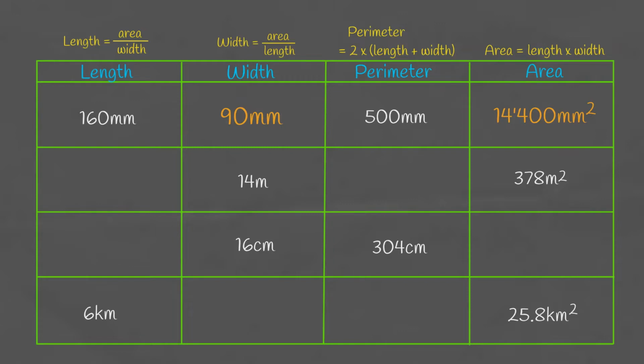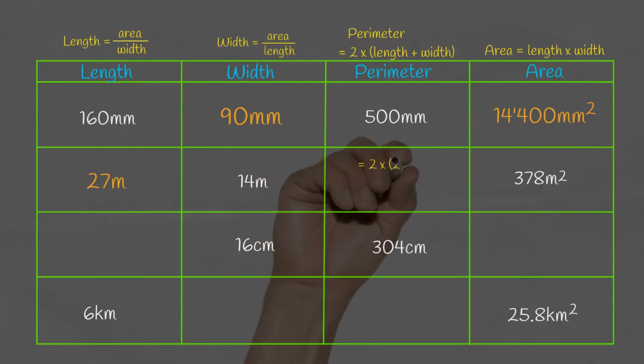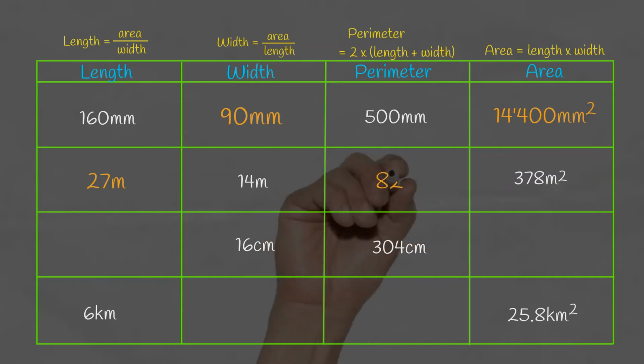Well, the length is the area divided by the width. So that's 378 divided by 14. So the length is 27 meters. And now we can work out the perimeter because that's 2 times the length plus the width. So that's 2 times 27 plus 14, which is 2 times 41, which is 82 meters.